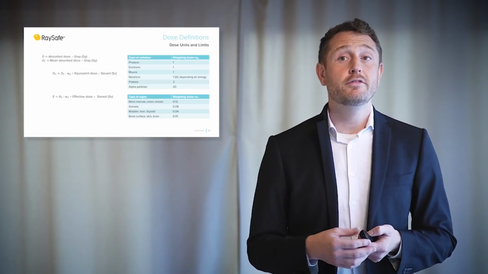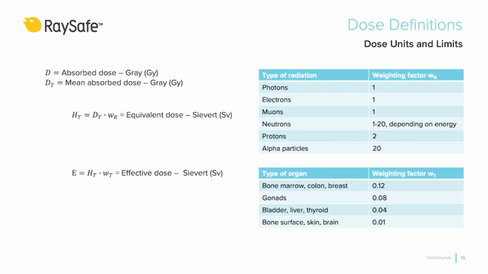Different parts of the body are also more or less sensitive to radiation. Reproductive organs and breast are more sensitive compared to fatty tissues. If a specific organ is irradiated, the effective dose has been defined.